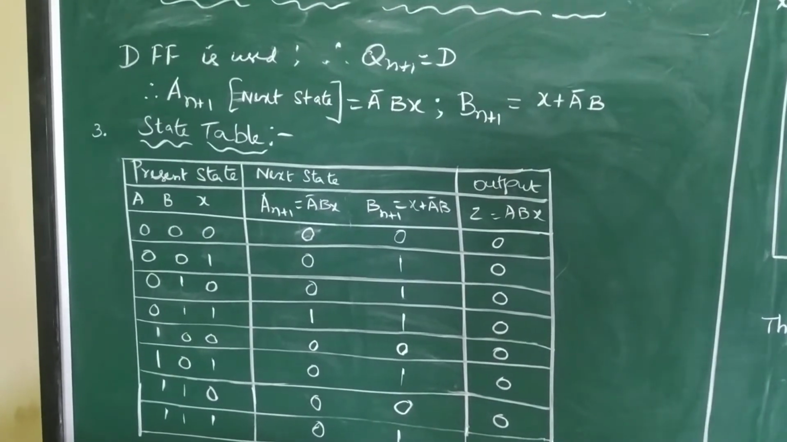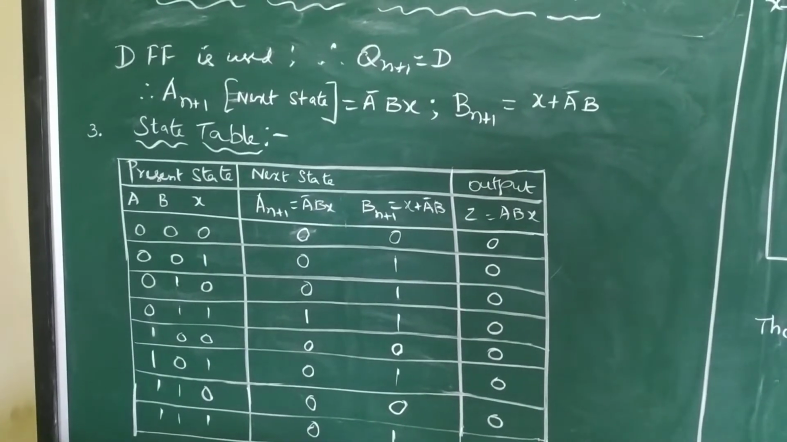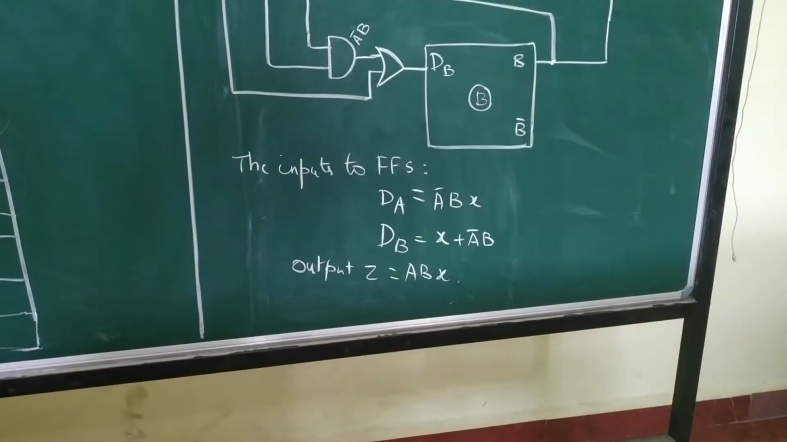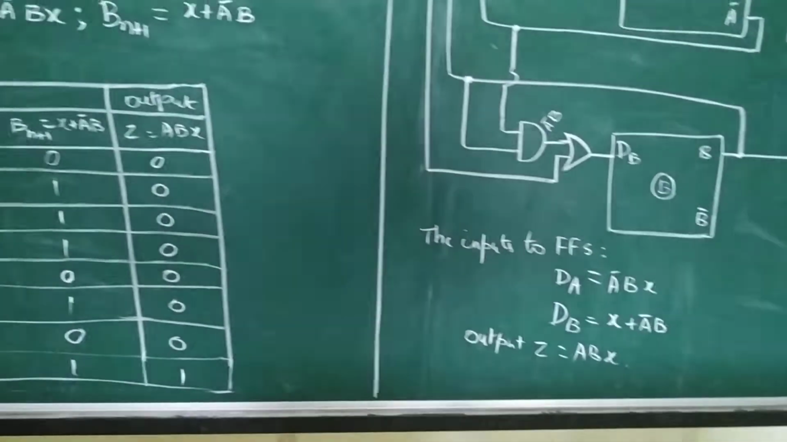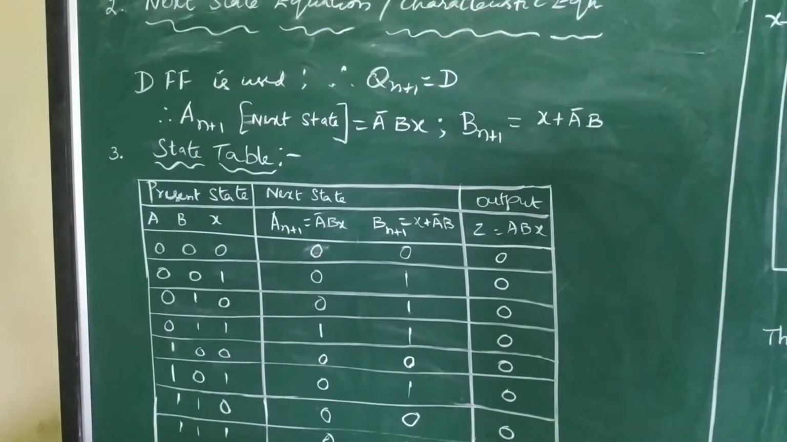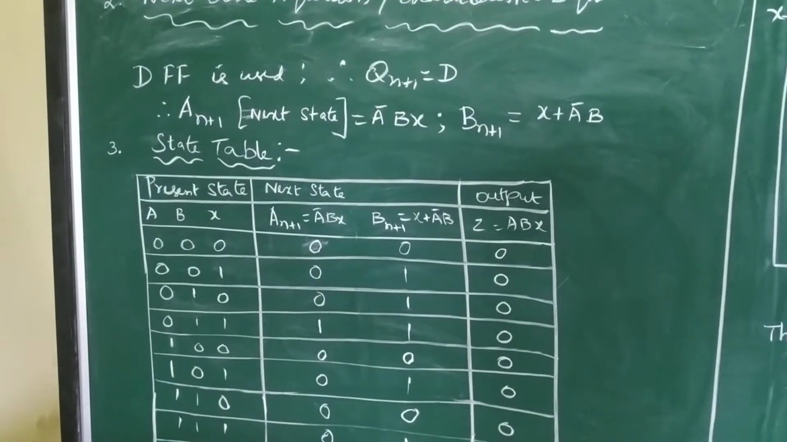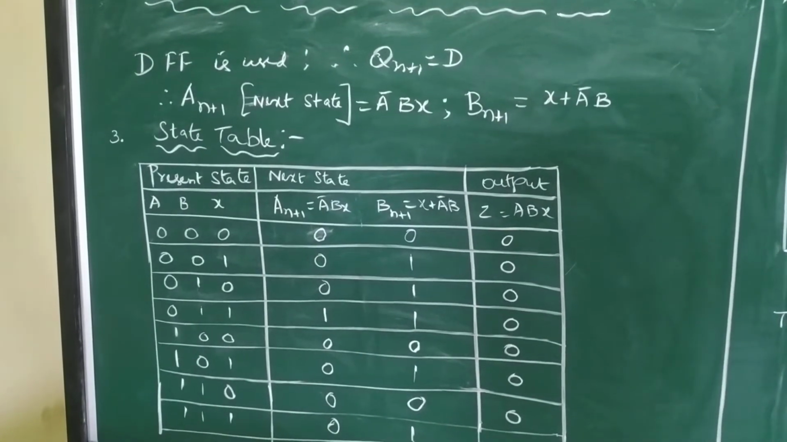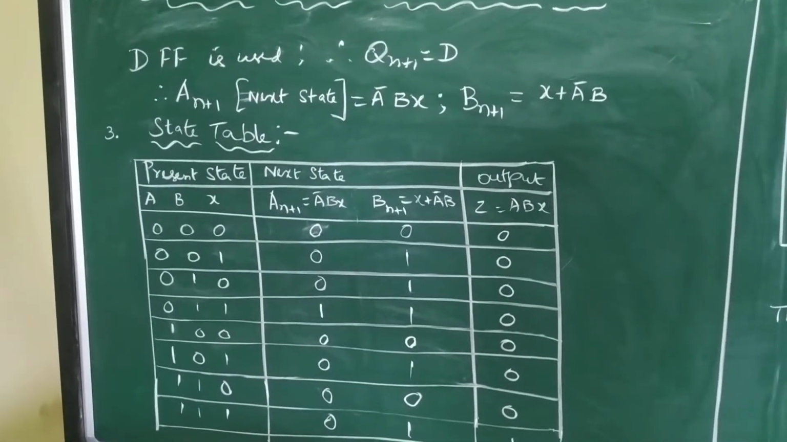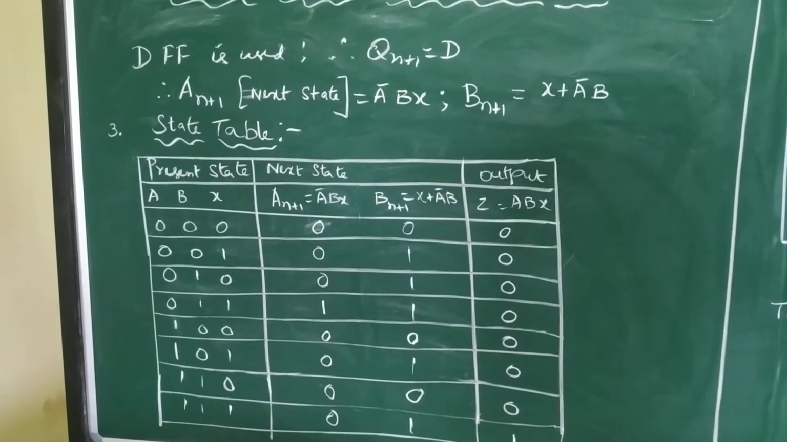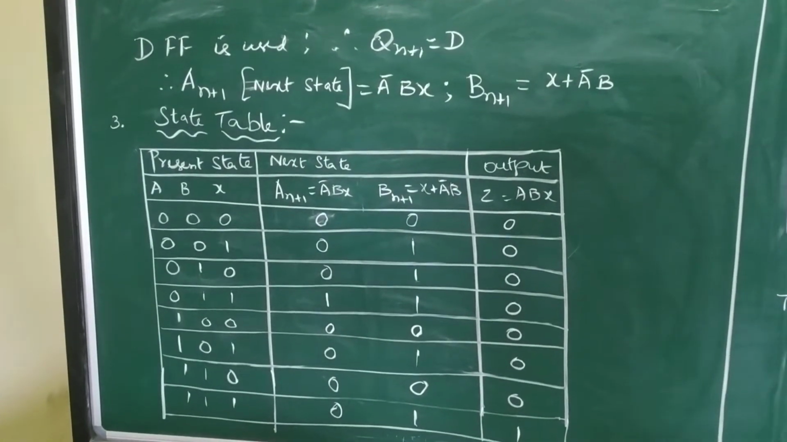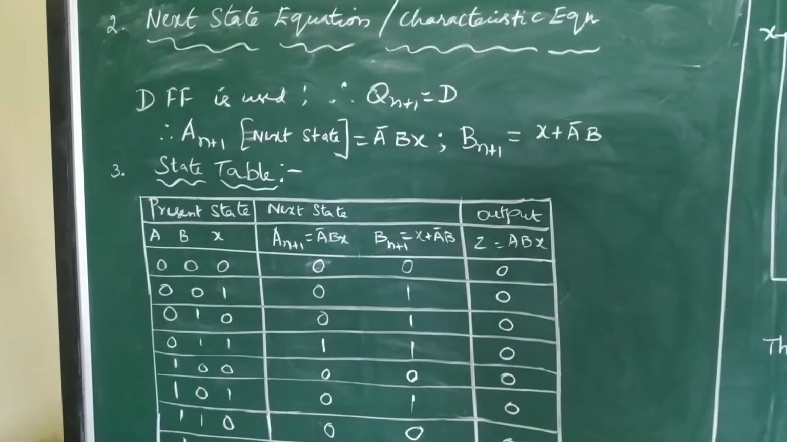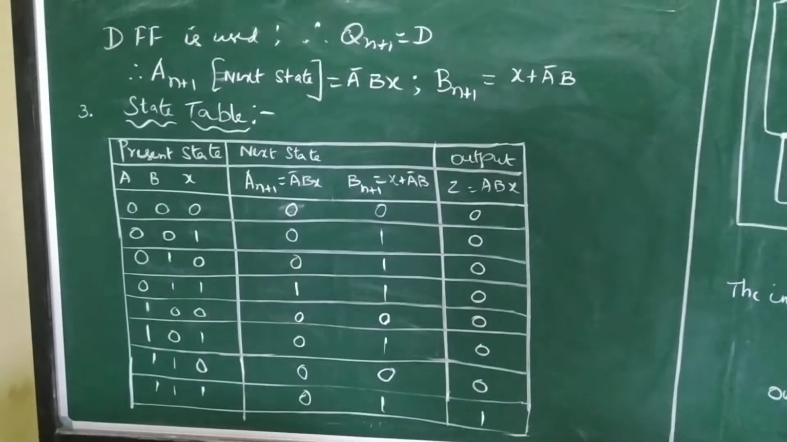What is your dA? Input to the first flip-flop. So what is the input? We know the inputs are, for the first one A bar Bx, for the next one X plus A bar B. Therefore, the next state A n plus 1 is equal to A bar Bx because the output of the first flip-flop follows the input. Then B n plus 1 is equal to X plus A bar B. So the present state, next state is equal to the current state in a D flip-flop. So the characteristic equation is done. And then next is the state table.